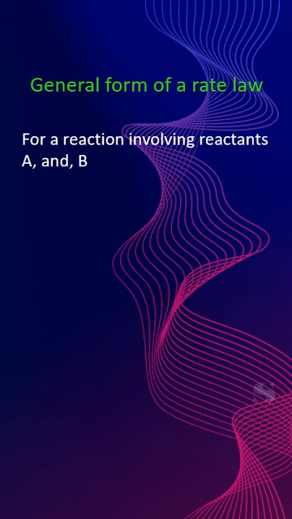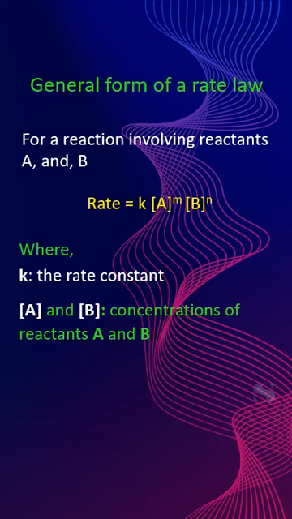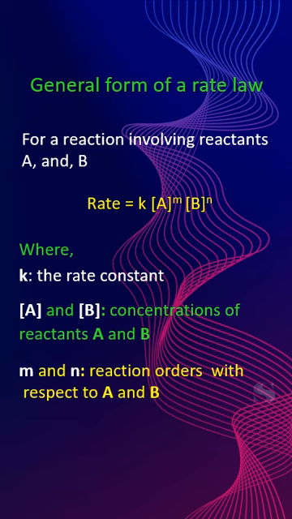For a reaction involving reactants A and B, it is expressed as rate = k [A]^m [B]^n, where k is the rate constant, [A] and [B] are the concentrations of reactants A and B, and m and n are the reaction orders with respect to A and B.